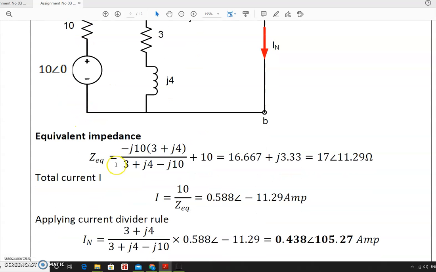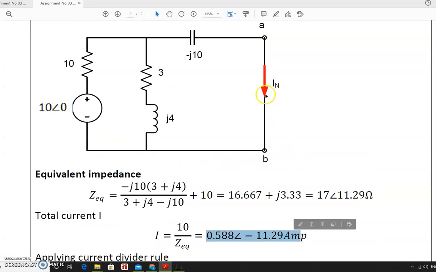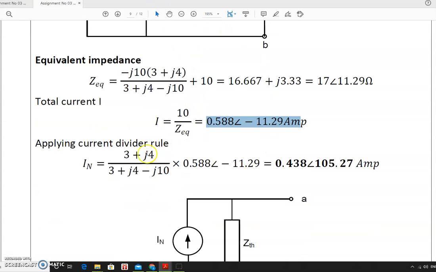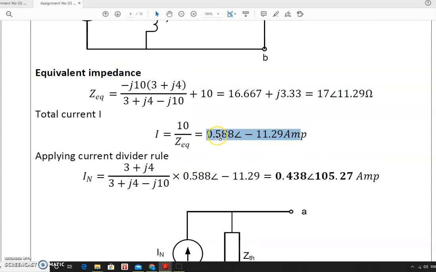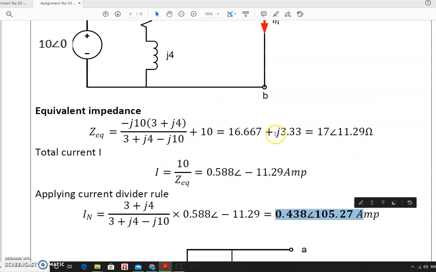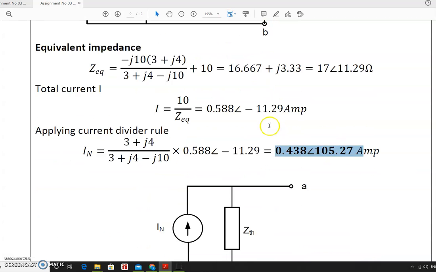How will we calculate the current? Current is equal to voltage divided by Z equivalent. So I is equal to 10 divided by Z equivalent. I'm getting this value. So to calculate the IN, I can use the current divider rule. So this branch should be taken in the numerator divided by sum of this. So 3 plus J4 divided by 3 plus J4 minus J10 into the total current is taken. So it will give you the Norton's equivalent current, that is the current flowing through this J10, 0.438 at an angle of 105.27 ampere.